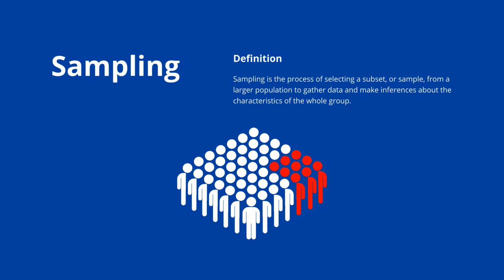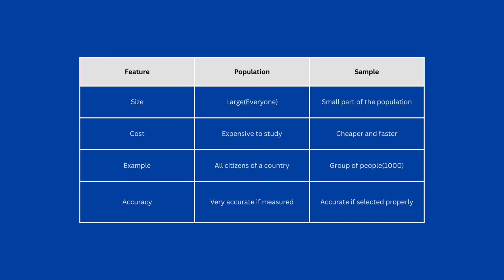Now let's see the difference between population and sample. Population is large in size and sample is a small part of the population. If you study the population, it will be very costly or expensive, and sample is a cheaper and faster way, because in population we are counting every individual person from the large group, and sample is a subset, a small group of people from the population. So it is cheaper and faster to study, and it could be accurate if you select the subset or sample of people from the population properly.